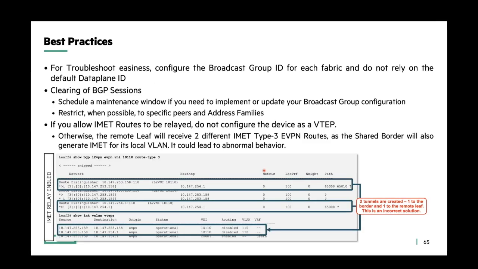The third best practice is about the IMET relay capability. If this capability is enabled, the extended VLAN must not be configured and put into EVPN on the shared border. If this is done, the shared border will also send IMET routes for its locally configured VLAN, and the remote VTEPs will receive two different IMET routes for the same VLAN. This could lead to abnormal behavior and traffic disruption.